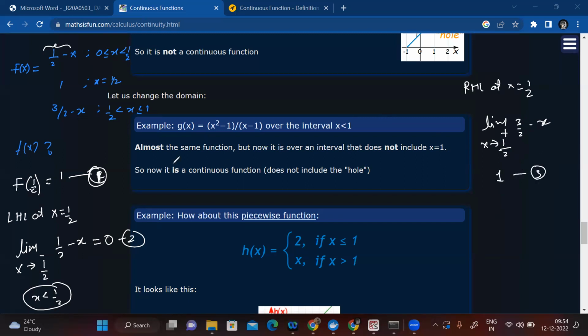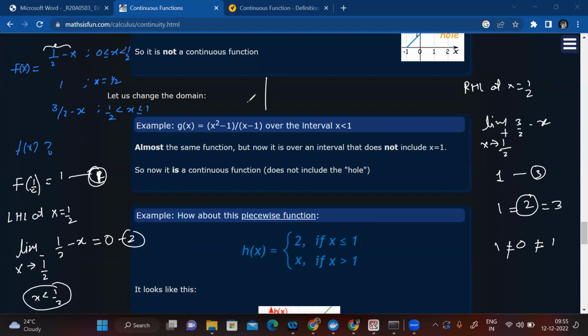If you compare equations 1, 2 and 3, they are not equivalent. In equation 2 you are getting 0, which is not equivalent to 1. Similarly, in equation 3 you are getting 1, which is not equivalent to equation 2. So this function is not an example of a continuous function.